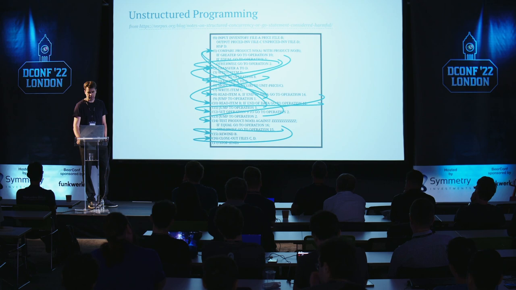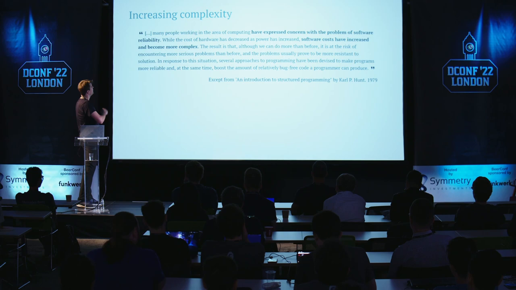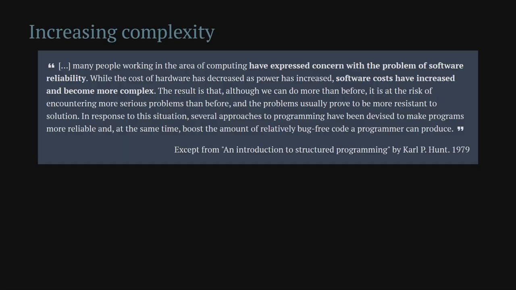And the problem of increasing complexity. Many people working in the area of computing have expressed concern with the problem of software reliability. While the cost of hardware has decreased, as power has increased, software costs have increased and become more complex. The result is, although we can do more than before, it's at the risk of encountering more serious problems than before, and they prove to be more resistant to solutions.